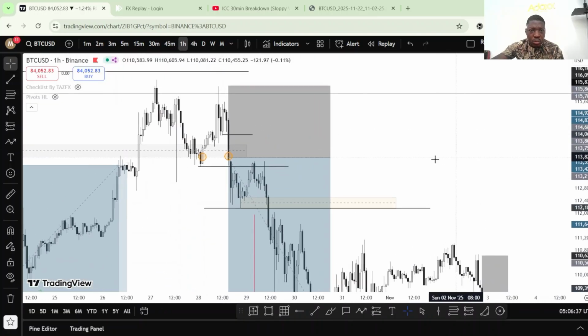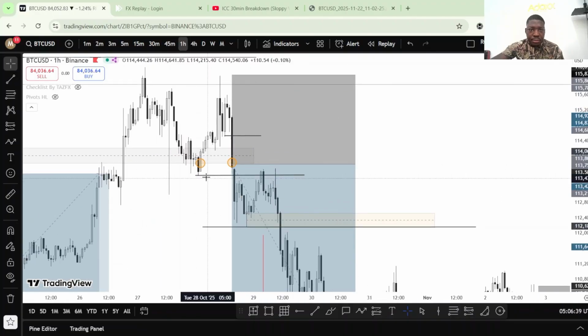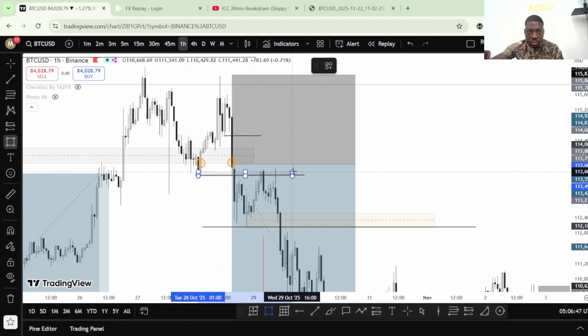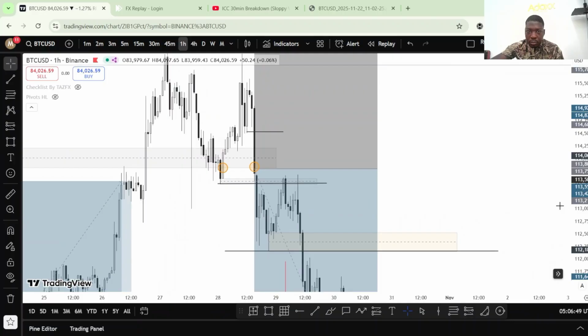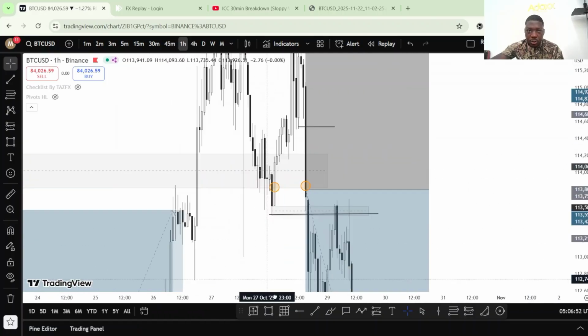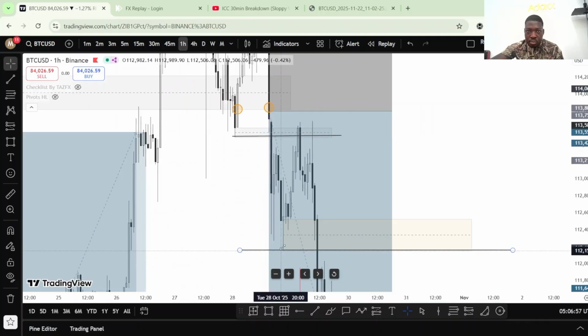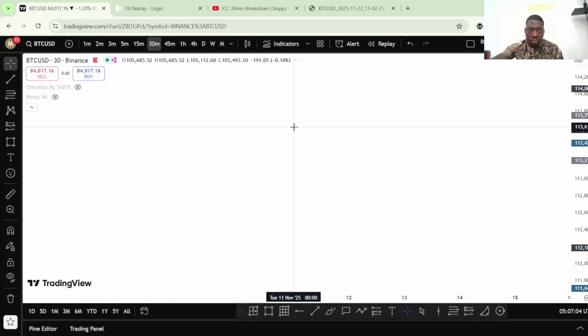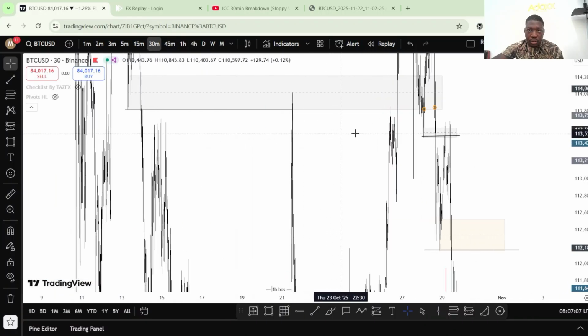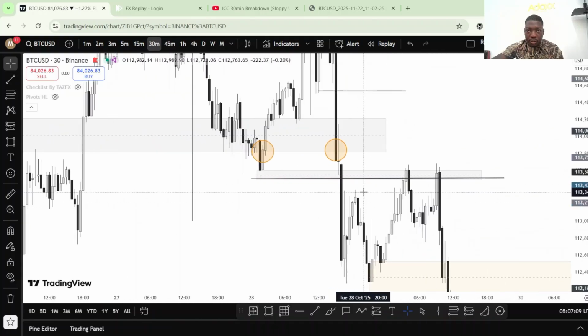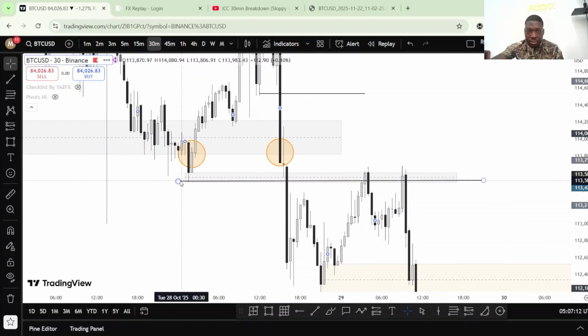Okay, cool. You see this level right here. Price closed within it. We had this double top. Price broke this level. This is a new indication right here. Boom. Price came back within this level. And what do we do? Dial down to my 30-minute time frame.